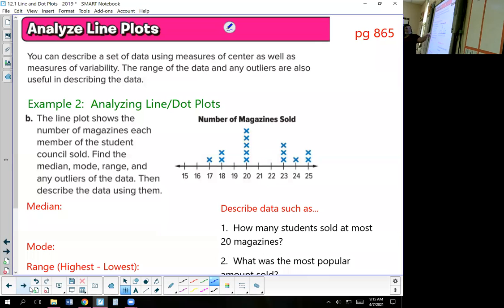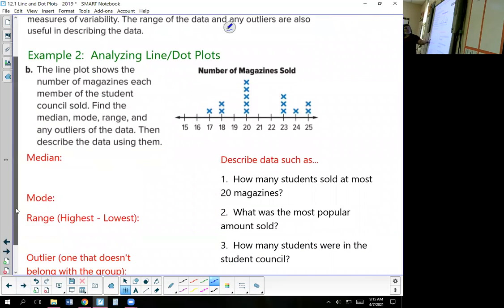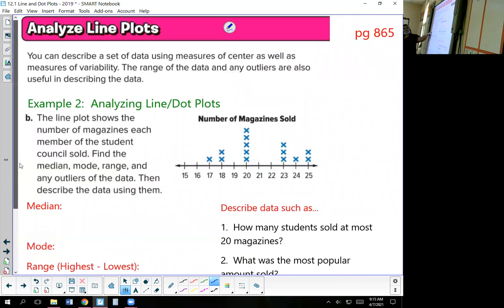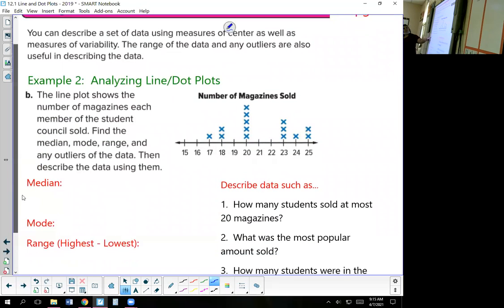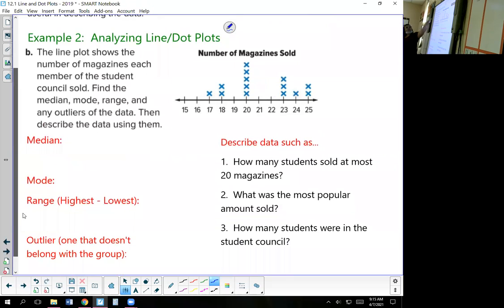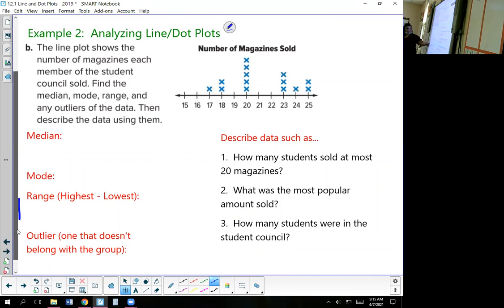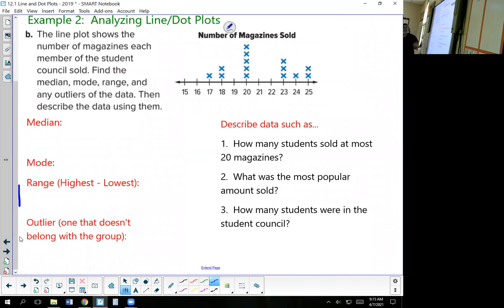All right, now, this one's already done for us, so now let's answer some questions. So go to the next page, 865. You should see where it says B. See B? And now it's analyzing. Okay, so these are really good questions here. These are what you're going to see on your homework as well, where you're going to fill in the data. So some of the questions I want to ask you is find the mean, median, mode, range of the data. And then I'm going to say, is there an outlier?